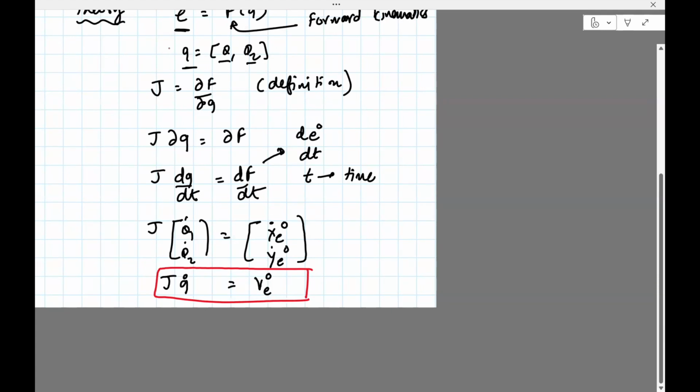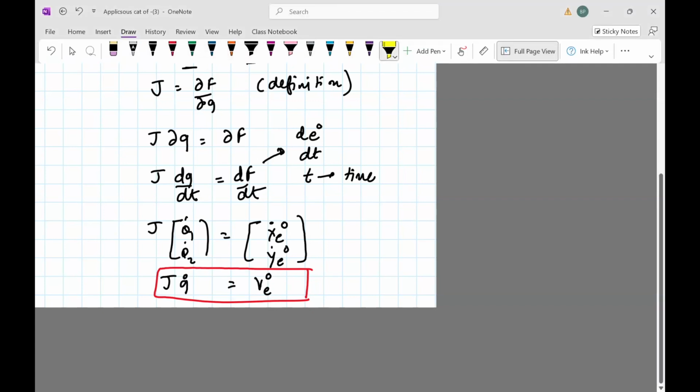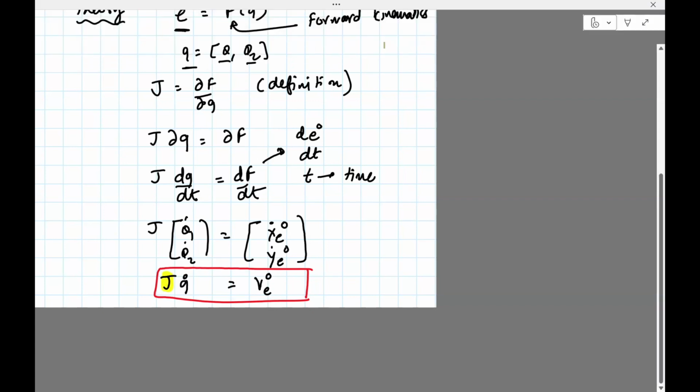This just comes from the definition of df dq. So if you want to do that, the only thing you need to compute is J. Usually, you know the velocity of the links. You need to know that, otherwise you cannot calculate the velocity. But you can calculate the velocity from those two things.